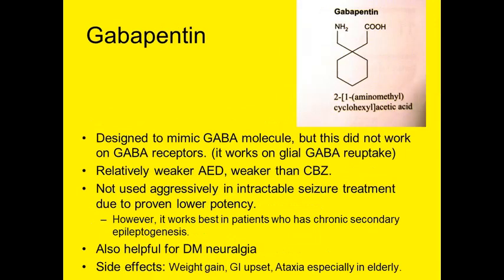Gabapentin. Gabapentin was designed to mimic a GABA molecule, but it did not work on the GABA receptor; it works by inhibiting glial GABA reuptake. It is a relatively weaker anticonvulsant, weaker than carbamazepine, so it's not used aggressively in intractable seizure treatment by epileptologists. However, it still works best in patients who have chronic secondary epileptogenesis. It's also helpful for diabetic neuralgia. Side effects are weight gain, GI upset, and ataxia, especially in the elderly.